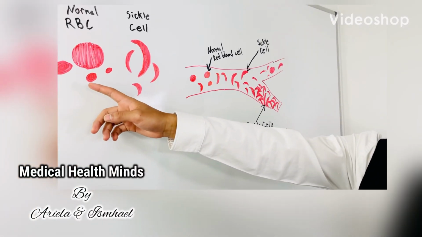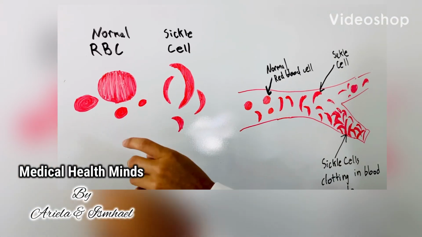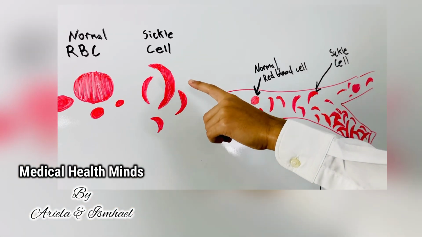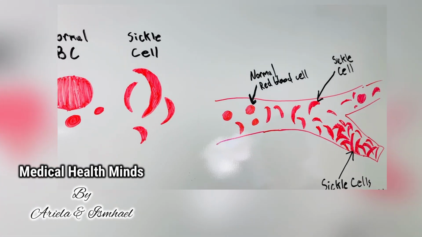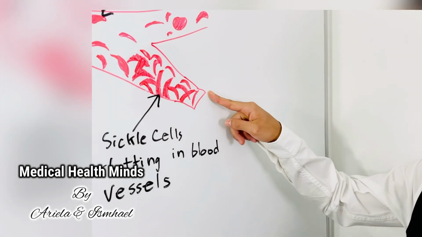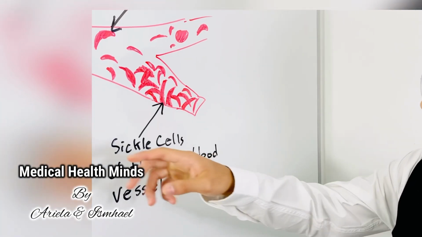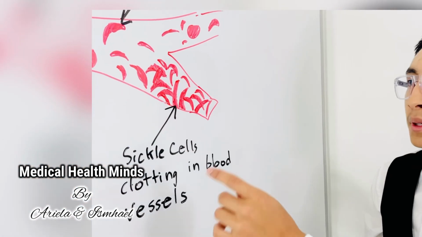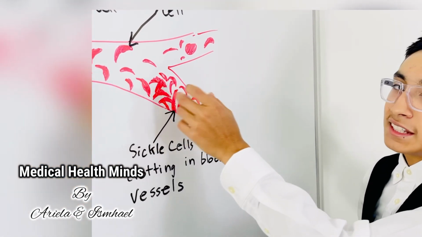So this is a normal red blood cell. They're donut shaped. And this is a sickle cell. They're sickle shaped and look like a moon crescent. This shows how the sickle cells are clogged in the blood vessels. So the sickle cells are traveling in the bloodstream and then they get caught in tiny spaces in the blood vessels.